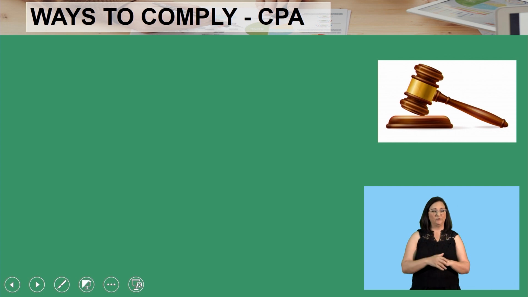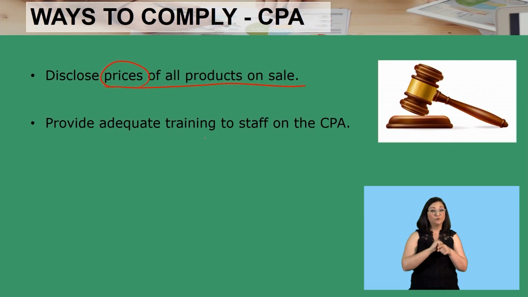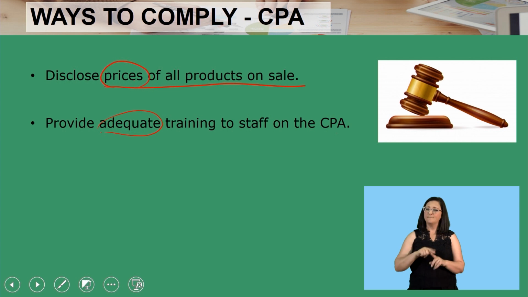But we want to avoid all of that from happening, so we need to comply. How do we comply? Disclose prices of all products on sale. There should not be hidden prices. Remember when we said the right to information, or information should be easily accessible, this also includes what? It includes prices. They need to be disclosed. Provide adequate training to staff on the CPA. Adequate could mean sufficient or enough, right? So provide enough training to staff on the CPA. The staff needs to know about the rights of consumers as well.